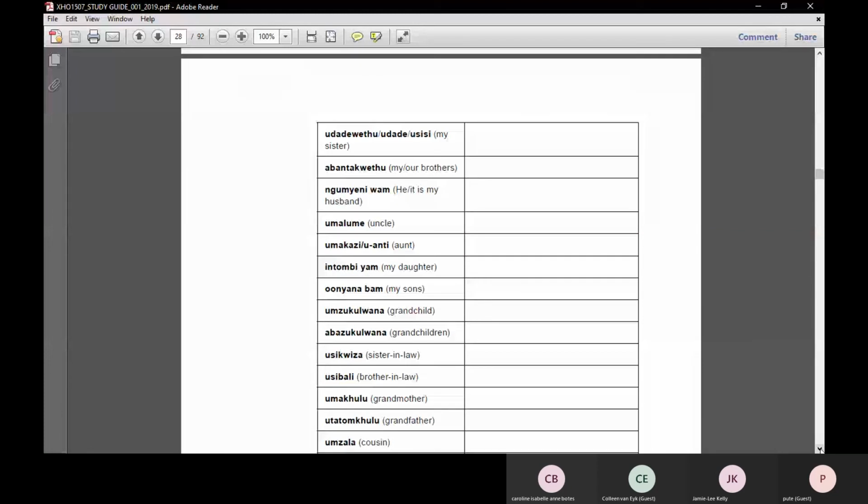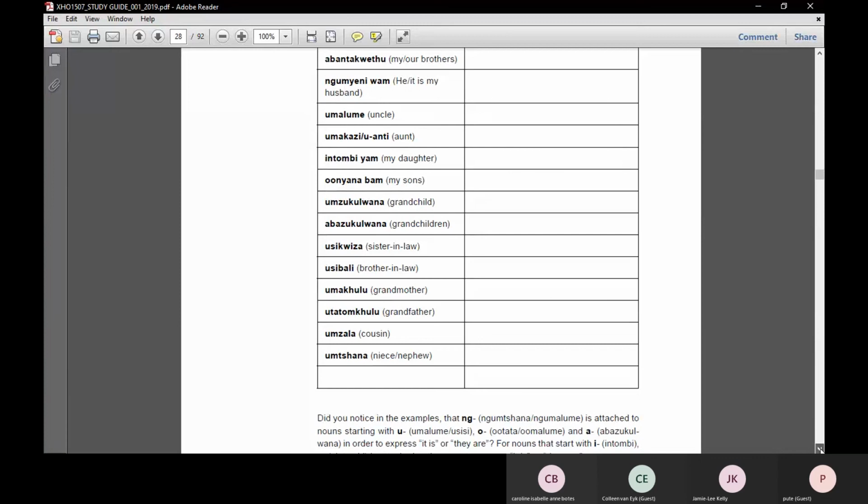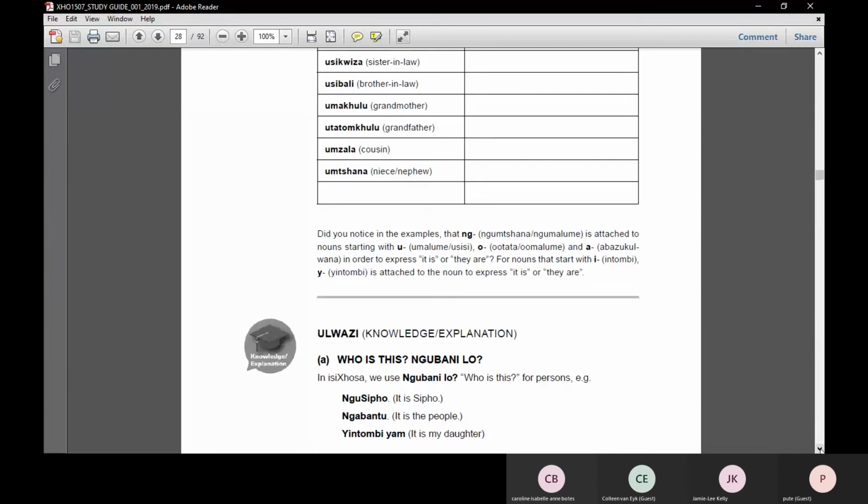My brothers, Ngabantakwetu. My husband, Ngumieni wam. My uncle, Ngumalume wam. My aunt, Ngumakazi wam. My daughter, Yintombi yam. My sons, Ngonyana bam. Grandchild, Ngumzukulwane wam. Grandchildren, Ngabazukulwane bam. Sister-in-law, Ngusqueezer wam. Brother-in-law, Ngusibali wam. Grandmother, Ngumakhulu wam. Grandfather, Ngutamkhulu wam. Cousin, Ngumzala wam. Niece, nephew, Ngumtshana wam.